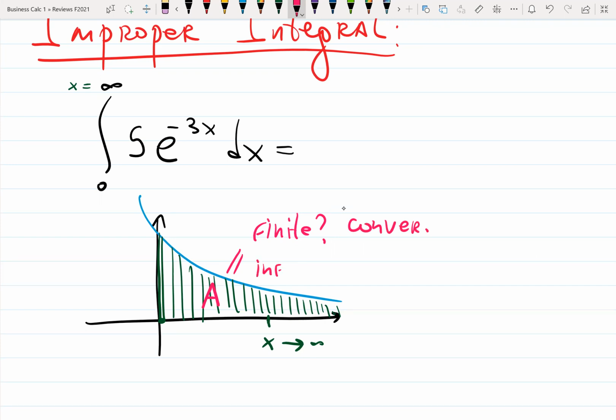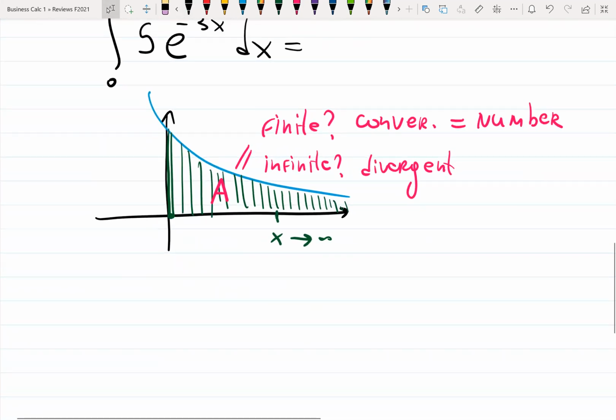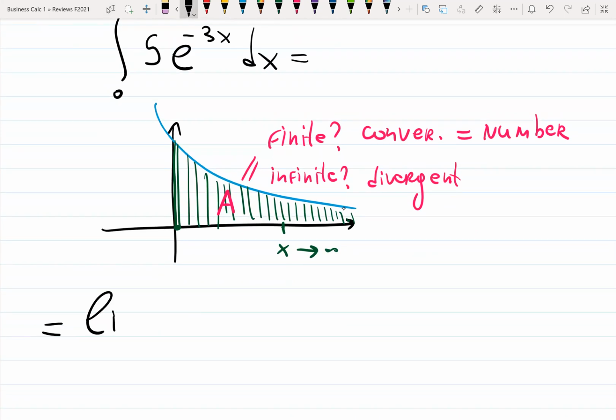If it's infinite, you call it divergent. Infinite means not a number. Finite means it's a number. We taught you that limits were involved in the situation, so let's write it down with limits. You write down a limit and pretend that this integral is normal.